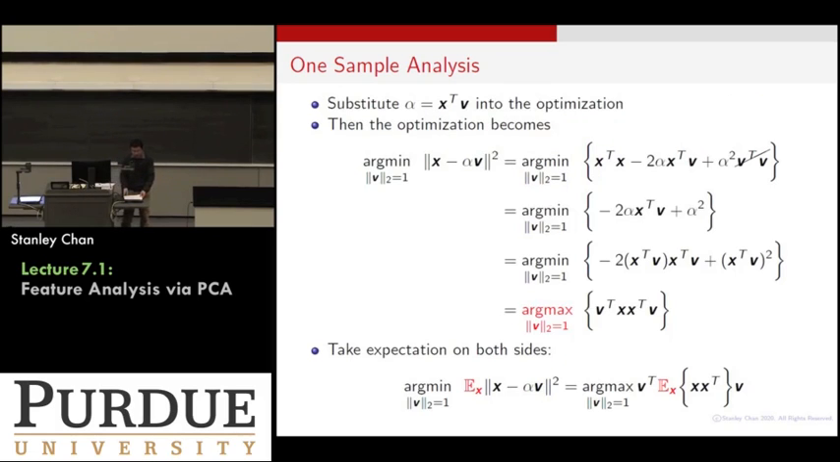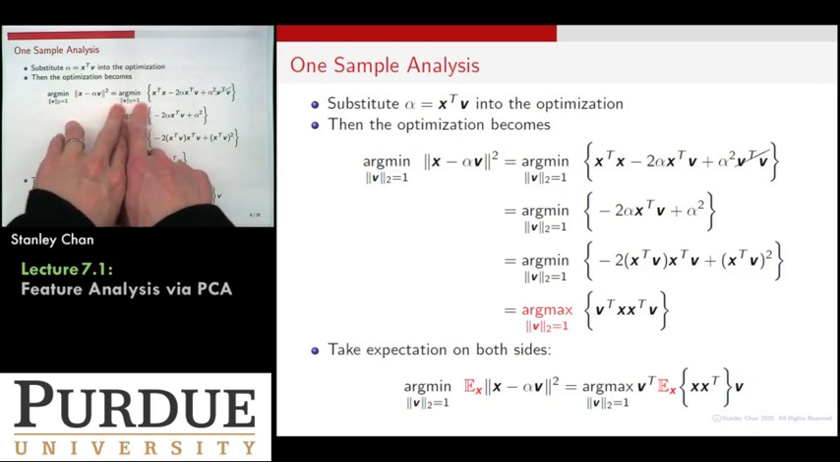Now, the second half of the problem is the following. So now you have the alpha. Can I ask, what would be the best direction v? Now, it turns out that to solve this problem, what you need to do is to go to this objective function, and then you can expand.